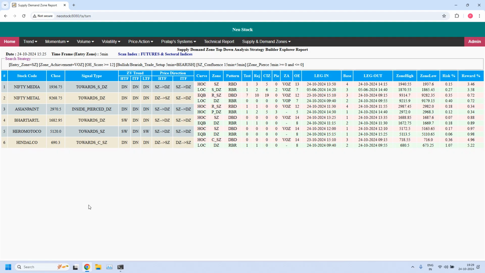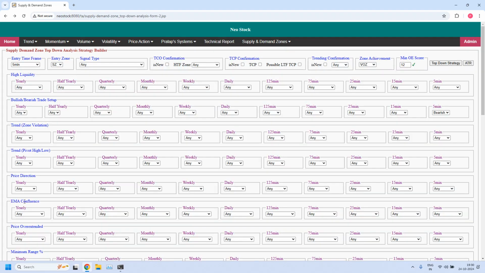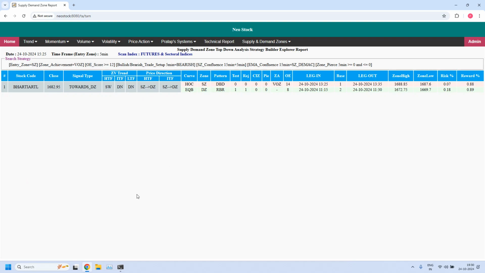And the 15 minutes trend is a downtrend. If any of these 15 minutes zones are having daily EMA confluence, they are even more high probability setup supported stocks. Let's verify. In the EMA confluence at 15 minutes time frame, 15 minutes supply zone with daily EMA confluence. We got 1 stock. So this supply zone is a high probability setup supported supply zone.